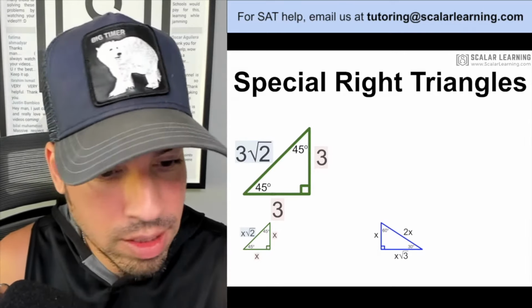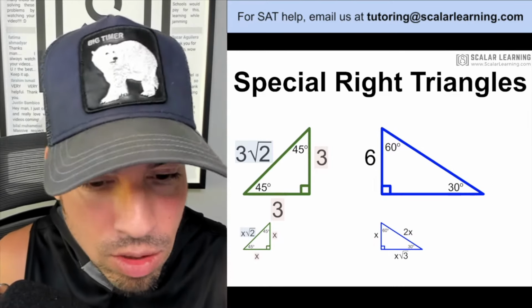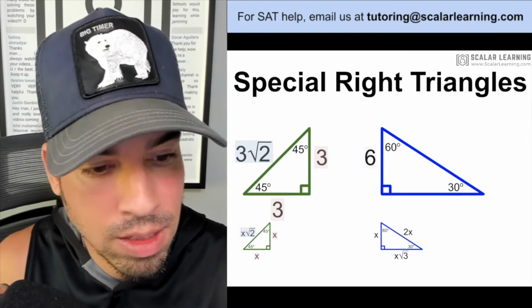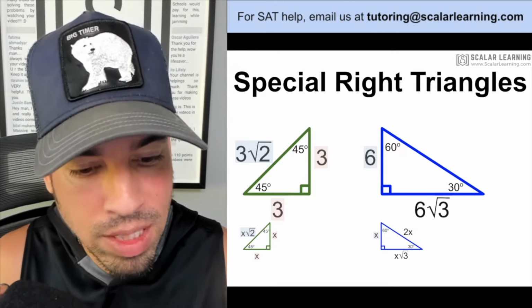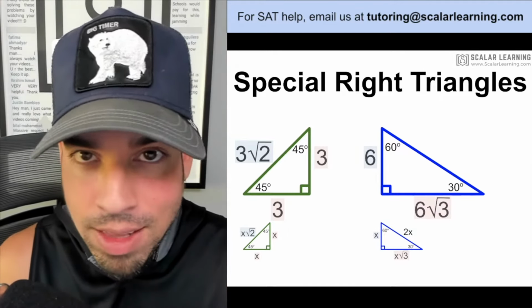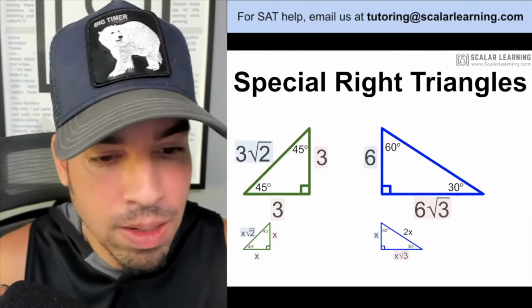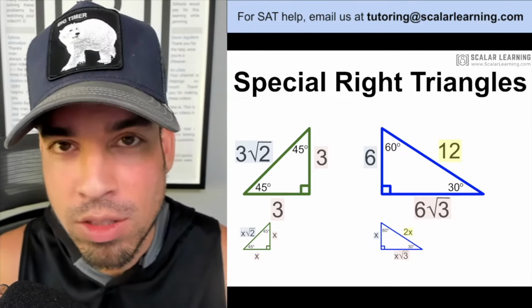Now let's look at a 30, 60, 90. Here we have a 30, 60, 90 with 6 as the little leg. That means since 6 is our x value, that our larger leg is going to be 6 rad 3. So now those two match up. And then we go back to the little leg to get the hypotenuse. We double it, and we get 12 as the hypotenuse, which matches up with 2x.